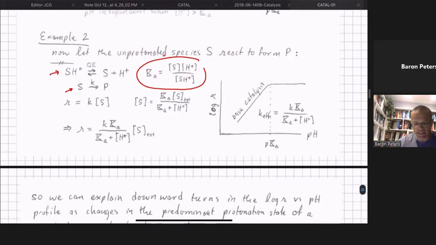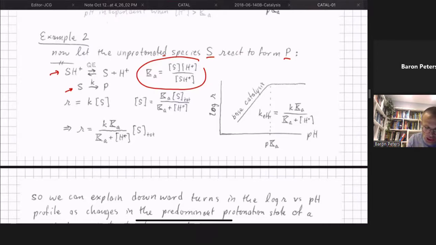Let's see how it happens in the other direction. Okay, so now what we're going to do is let the unprotonated species S be the one that reacts to form P. Okay, similar mechanism, but now we're starting with a protonated SH plus. It's making the unprotonated S and freeing up an H plus. Then we have S going to form my product, okay, with a rate constant k.